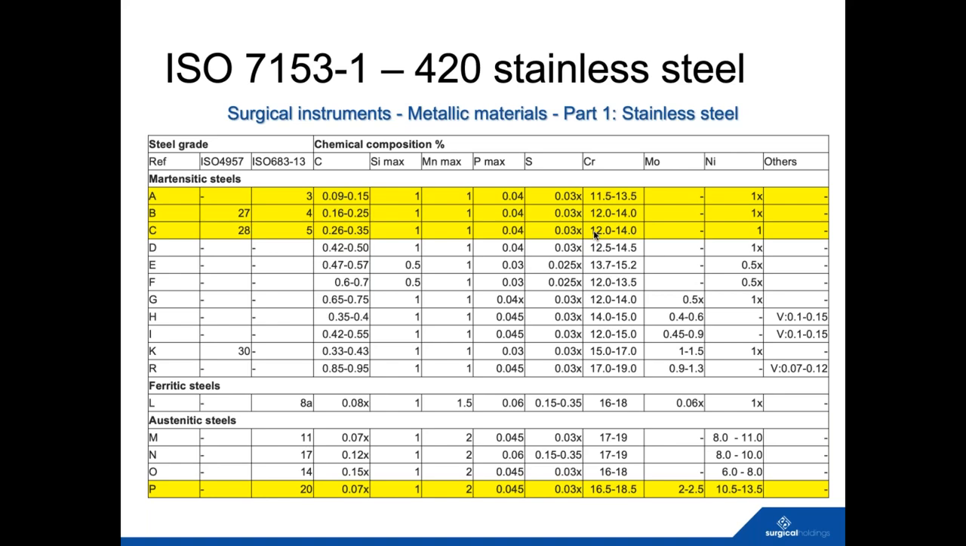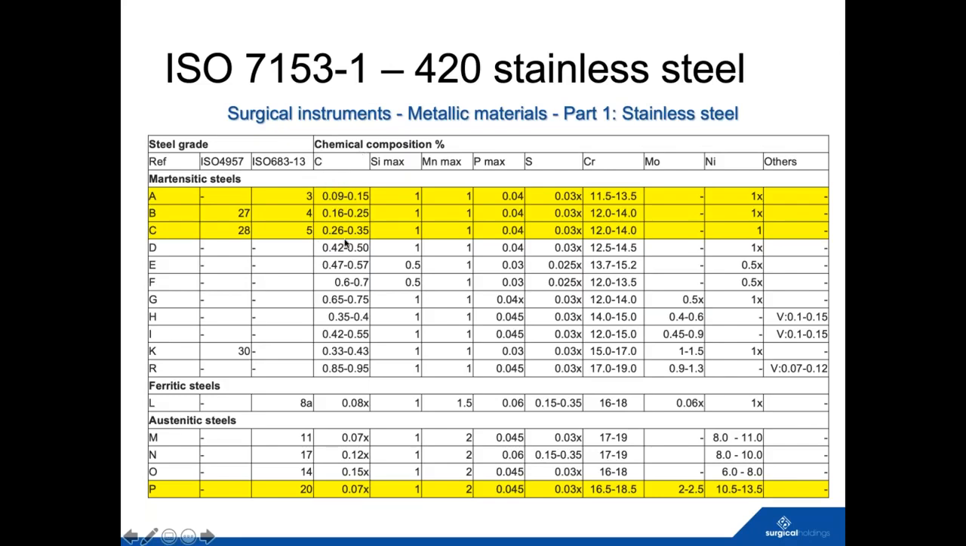So here is an extract from ISO 7153, which gives a breakdown of 420 stainless steel. So this is the different compositions of the stainless steels, and the three yellow highlighted rows at the top, and actually D as well really should be included, are probably a sort of common parameters that instruments are made from. The important thing to look at here, and I'm not sure if you can actually see my pointer, is the C really, and that gives the carbon.